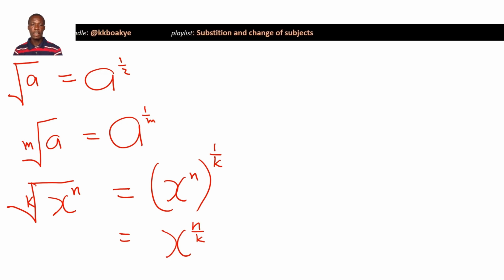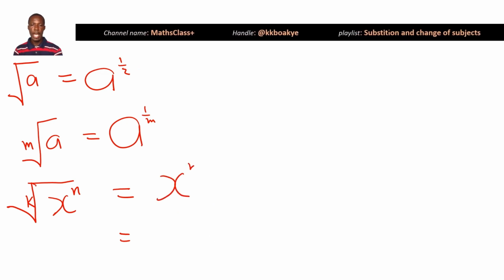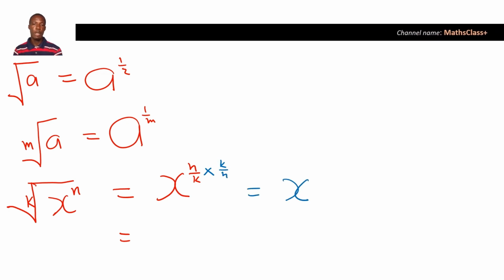So when you see an expression like this, it's the same as x to the power n over k. Now, getting rid of the exponents, we already know how we go about it. You find the reciprocal of n over k as k over n, and then that will give us x to the power 1, which is the same as x. I hope there is no confusion.